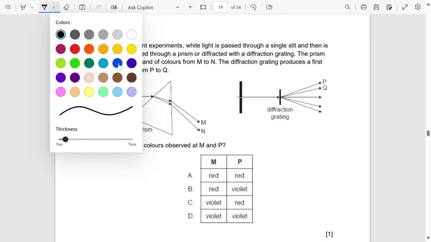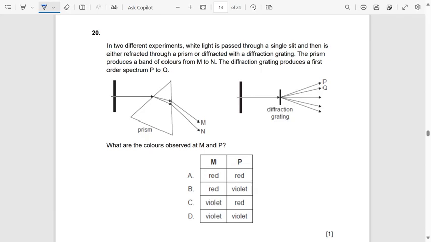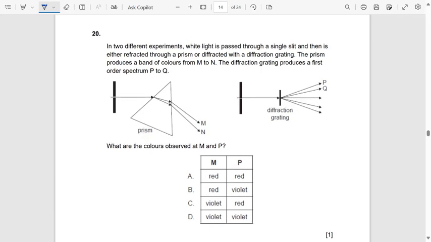Right, let me go back to blue. Okay. So here we've got dispersion of white light through a prism, and we've got a diffraction grating. And they're asking which colour is at M and which colour is at P. So for M in the prism, the rule is that the smaller the wavelength, the bigger the angle of refraction.